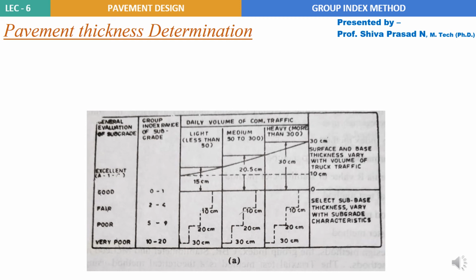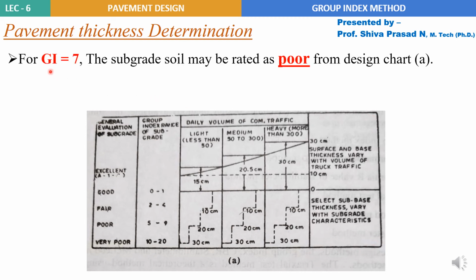Now further we'll move on to the pavement thickness determination, for which we make use of this chart. For the calculated value of the group index 7, that is got from the previous slides, the subgrade soil may be rated as poor from the design chart A. So this is the design chart A. While I explained the design procedure, I had just explained this chart.